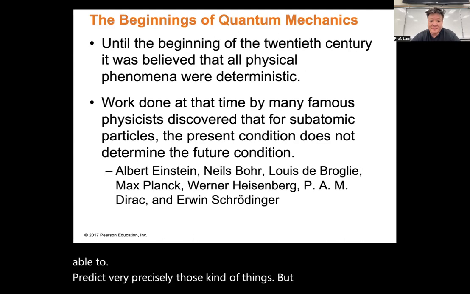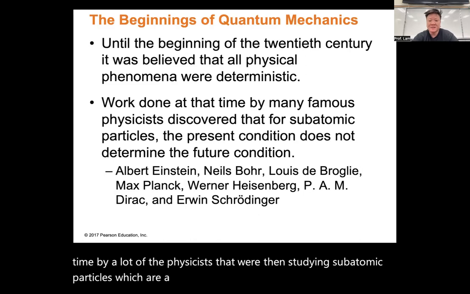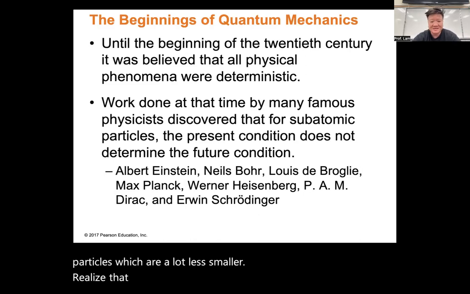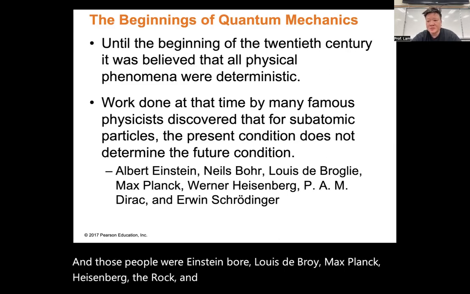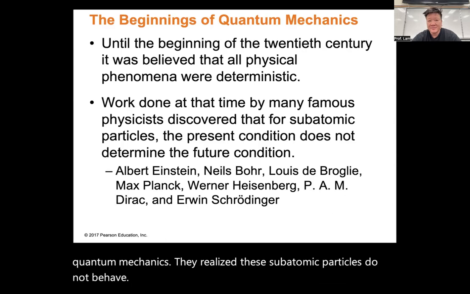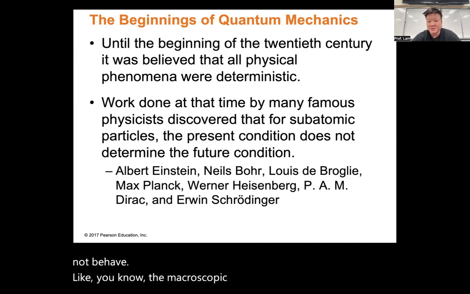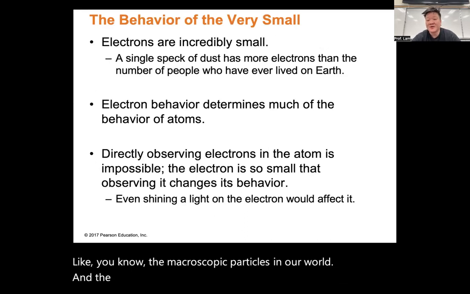But work done at the time by a lot of the physicists that were then studying subatomic particles, which are a lot smaller, realized that the present condition did not determine the future condition. And those people were Einstein, Bohr, Louis de Broglie, Max Planck, Heisenberg, Dirac, and Schrodinger. These were the fathers of quantum mechanics. They realized these subatomic particles do not behave like the macroscopic particles in our world. And the reason is because they are extremely small, okay?